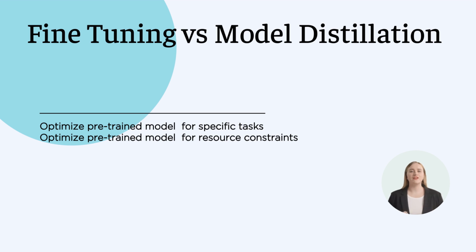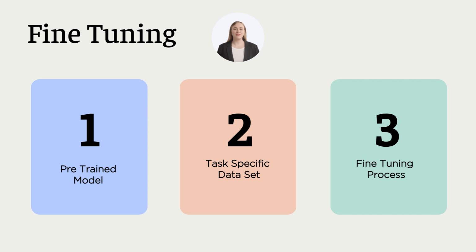Fine-tuning and model distillation are two techniques used to optimize pre-trained models for specific tasks or to deploy them more efficiently. While both involve adapting or compressing models, they serve different purposes and have distinct methods, pros, and cons. Model fine-tuning. Fine-tuning involves taking a pre-trained model and adapting it to a specific task by training it on task-specific data. Fine-tuning allows a model to retain the general knowledge it learned during its original training, while adapting its weights to better handle a particular task or dataset.